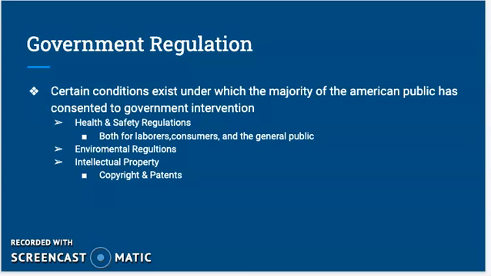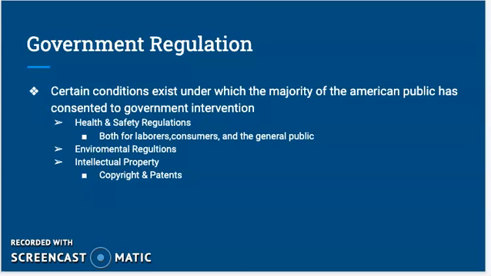We also allow for environmental regulations, right? Laws that say things like you can't just dump toxic waste in a river. You can't overfish in the ocean to the point where you've gotten rid of entire species. You can't just cut down all of the forests and make them into toilet paper. You just can't do it.